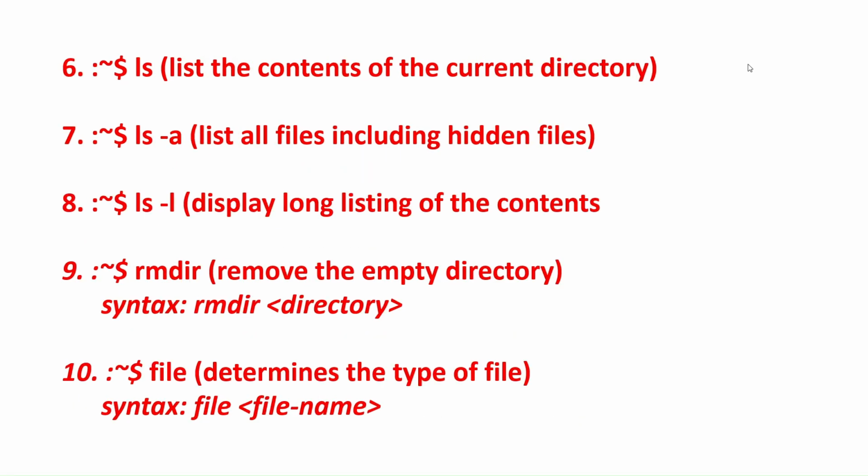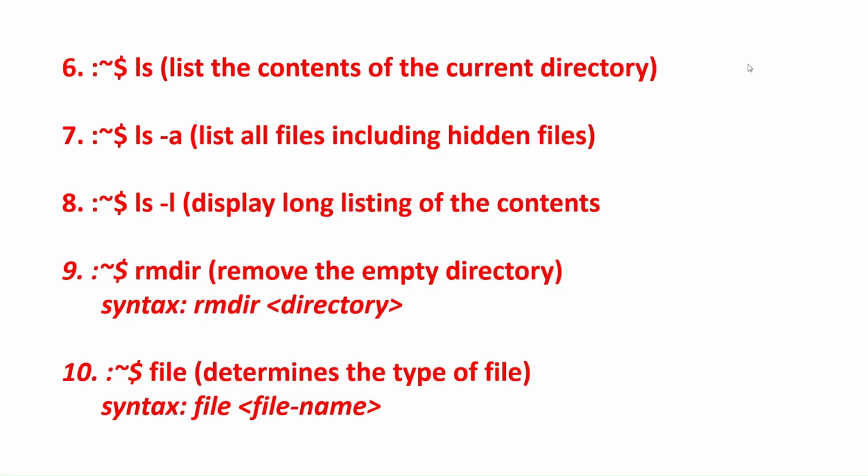Then the last five commands are ls, which lists the contents of the current directory, and then ls minus a, which, if you have some hidden files, lists the hidden files also. And ls minus l displays the long listing of contents, so the size and all the details of your file, the command gives you the exact figure. And then mkdir creates a directory, then rmdir removes an empty directory. And file determines the types of file you have.